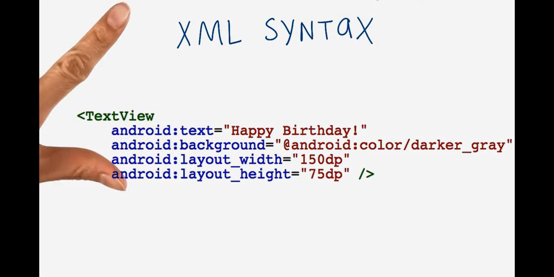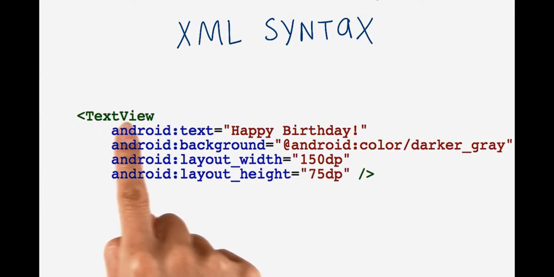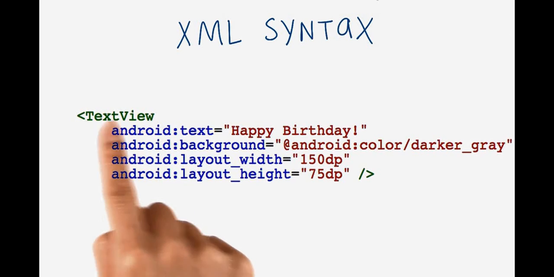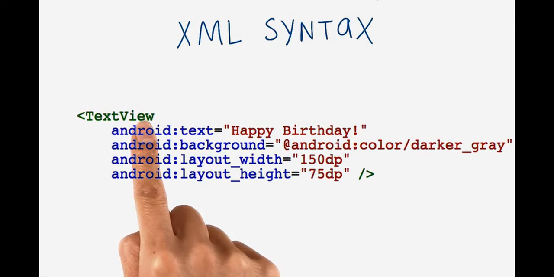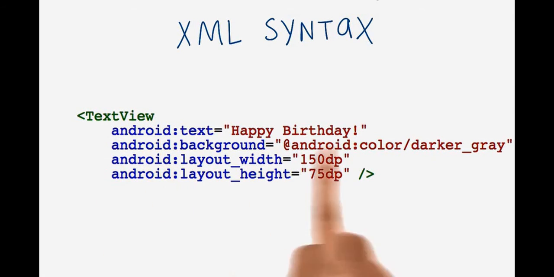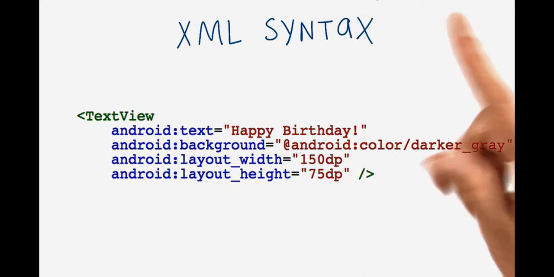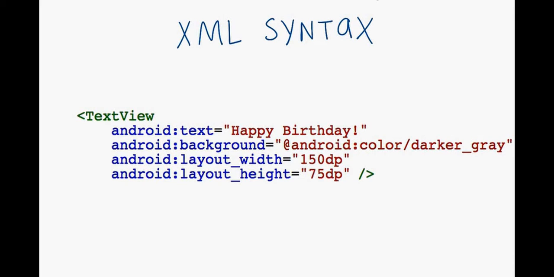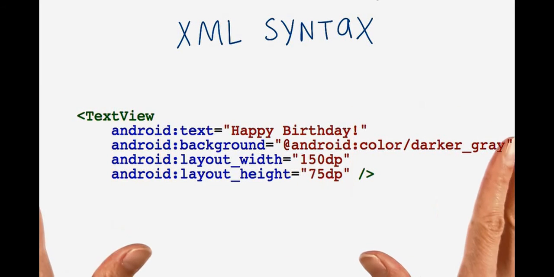We always start with an opening angle bracket followed by the view name. This could be image view, button, or any other type of view. Then we have a list of attributes here, 1 per line. And then we have a / and then a closing angle bracket. There's a lot of symbols and characters here.